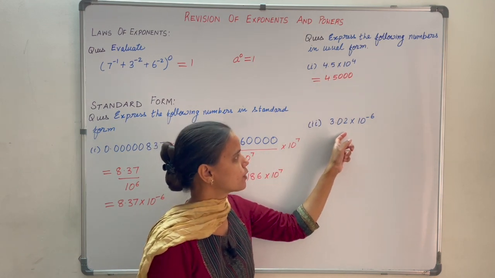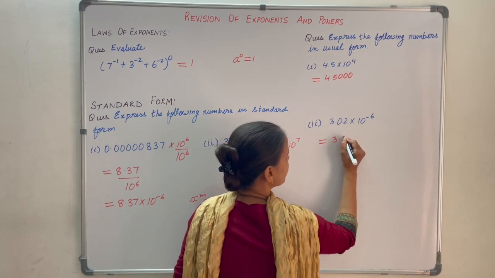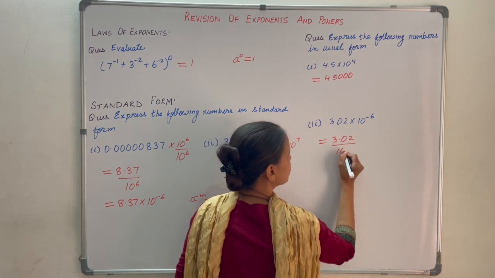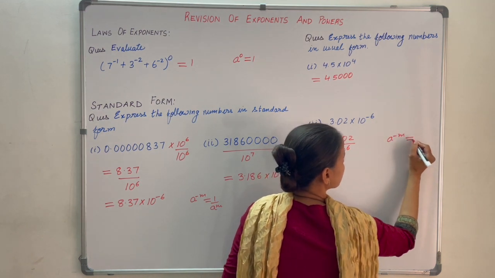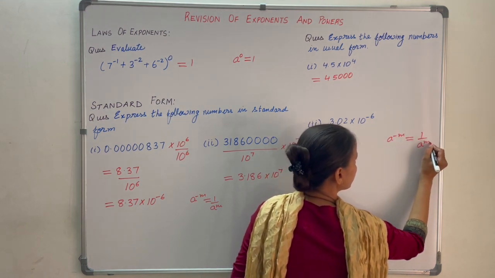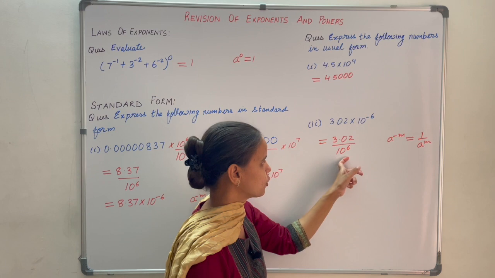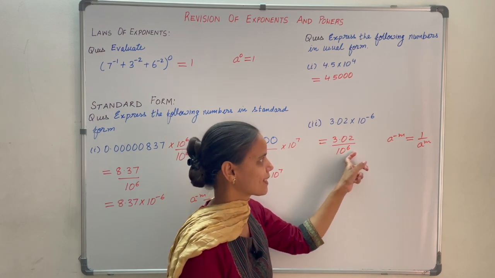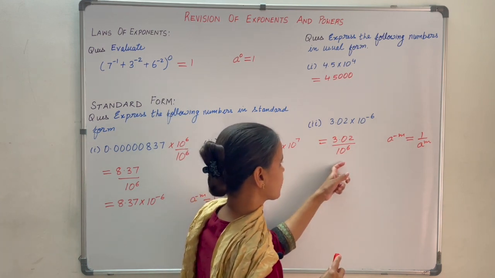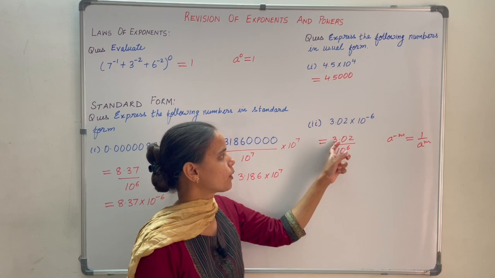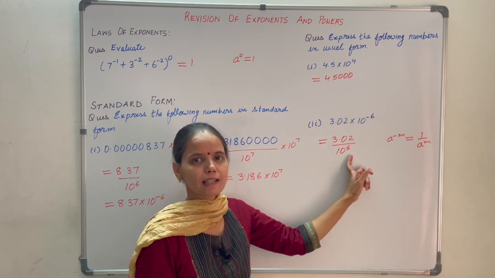Now 3.02 into 10 raised to the power minus 6. I can rewrite this as 3.02 upon 10 raised to the power 6. I am going to use this law: a raised to the power minus m is equal to 1 upon a raised to the power m. So 10 raised to the power minus 6, when it comes from numerator to denominator, is 10 raised to the power 6. Now you have to divide this number by 10 raised to the power 6. Dividing by 10 raised to the power 6 means you have to move the decimal point towards the left-hand side by how many digits? 6 digits, because the power of 10 here is 6.